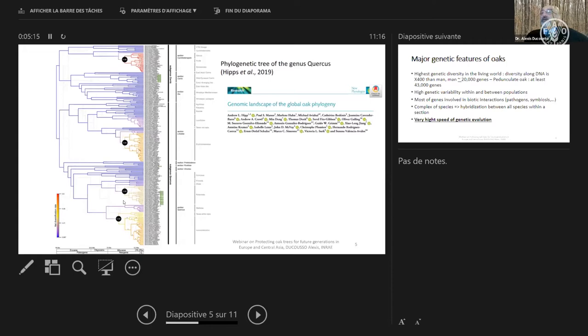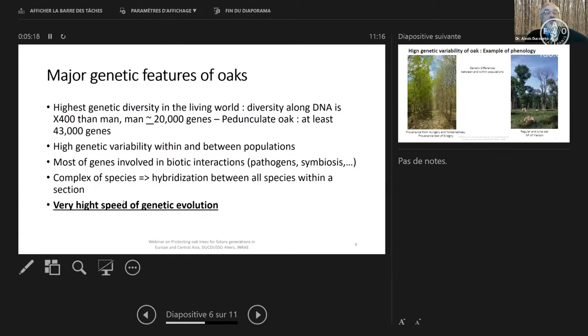Now we turn to the major genetic feature of oak. Oak has the highest genetic diversity in the living world. If we compare to man, the genetic diversity is 400 times higher than in man. And man has only 20,000 genes. And if we compare to pedunculate oak, we know that this species has at least 43 genes.